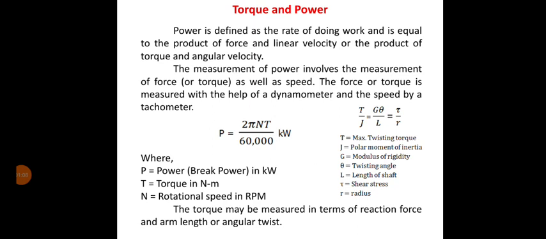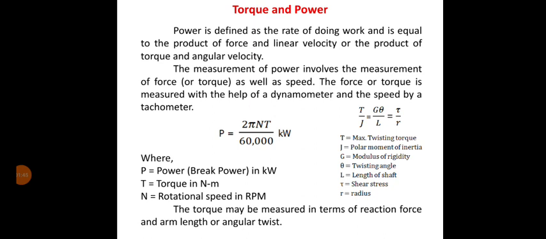Here is the torque equation: T by J equals G theta by L equals tau by R. Where T is the maximum twisting torque, G is the modulus of rigidity, J is the polar moment of inertia, theta is the twisting angle, L is the length of the shaft, tau is the shear stress, and R is the shaft radius. Torque is nothing but the twisting moment of the shaft.